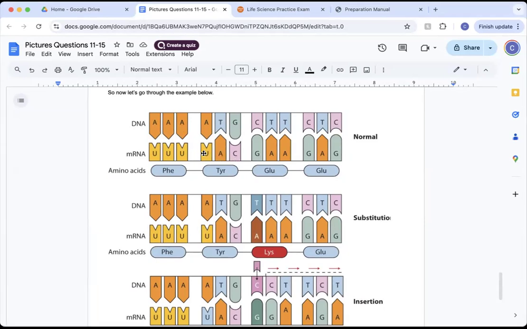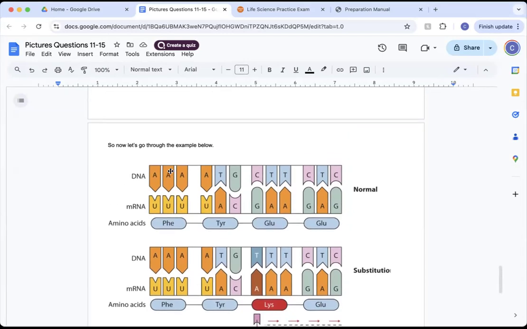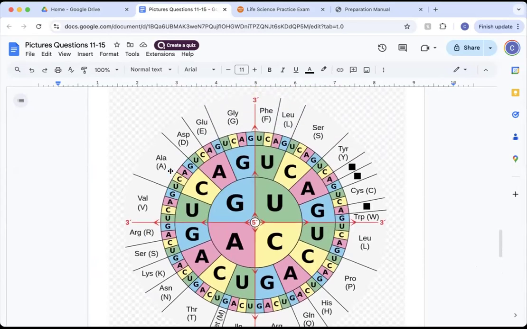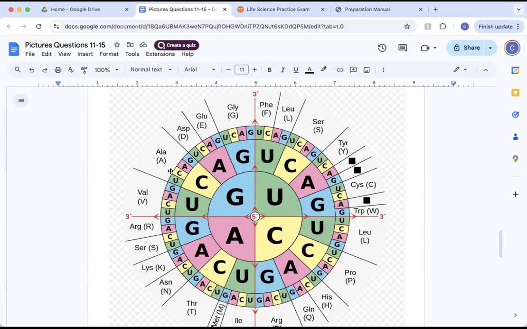So these are all the nucleic acids. So then that mRNA is then going to be used to turn into protein. So I'm going to scroll us up and go back and look at this other picture here. This is called a codon chart. Hopefully you have seen one of these before.